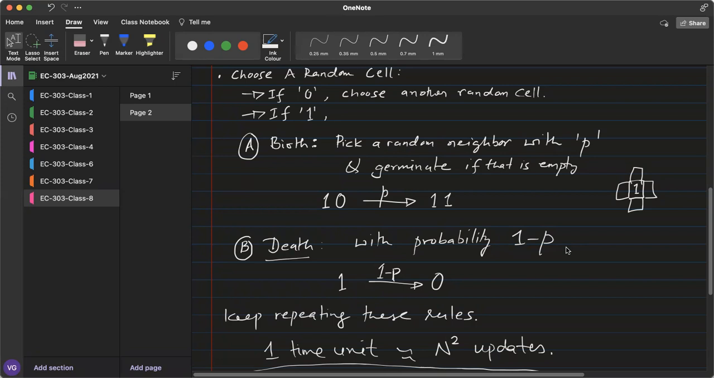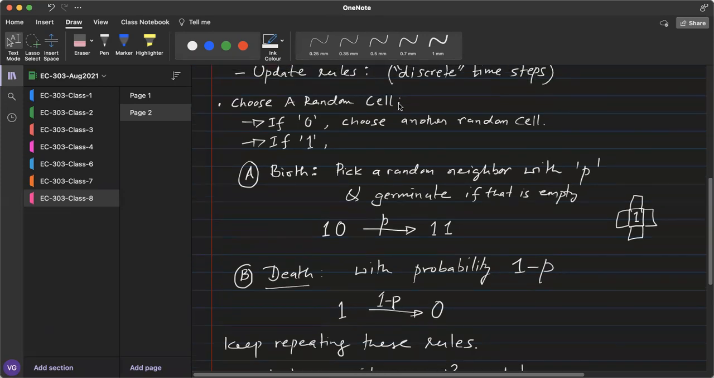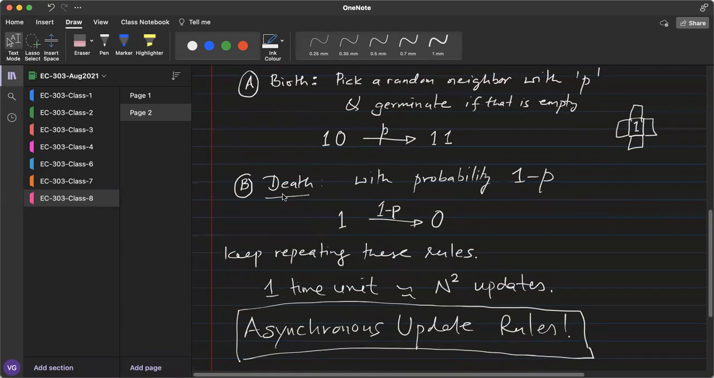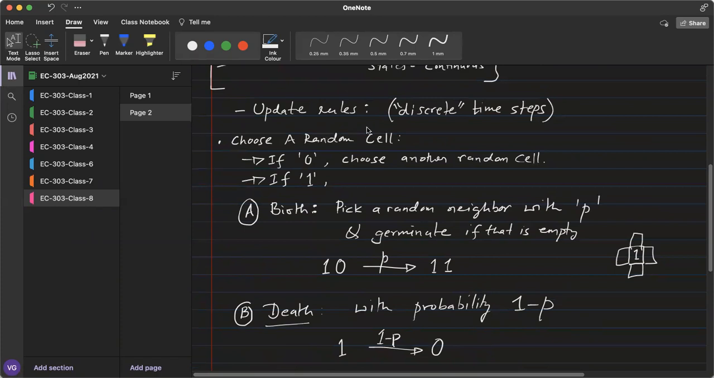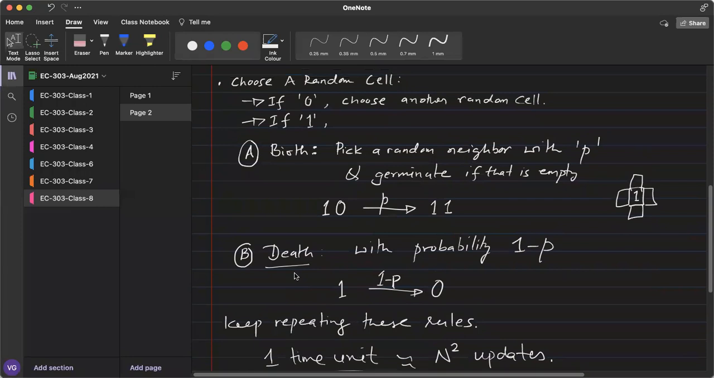As I said, choose a random cell. If it is 0, again choose another random cell. If it is 1, do either birth or death: birth in the neighborhood or death of the focal cell, and then go back and choose a random cell. Keep on iterating this. So what basically your question is, if there was some configuration and you ran n square updates, the outcome of those n square updates is some outcome. Let's call that O1, a new grid called O1.